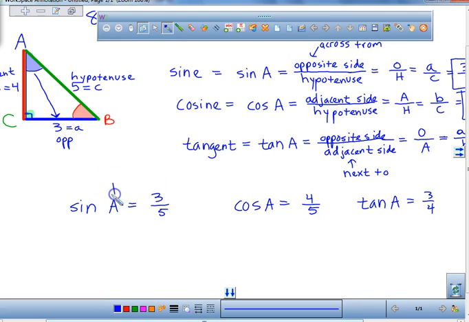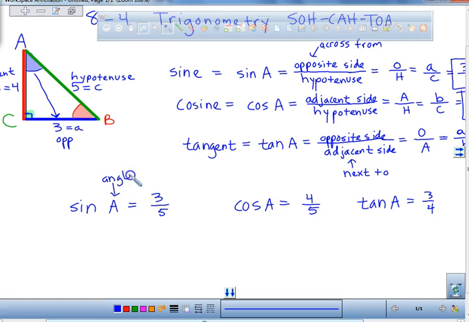Now, what you guys need to understand is all of these capital letters represent the measure of the angle. We already know the lengths of the sides, but now in trigonometry, we're going to be able to find the measure of an angle. We'll find the exact measure of angle A.